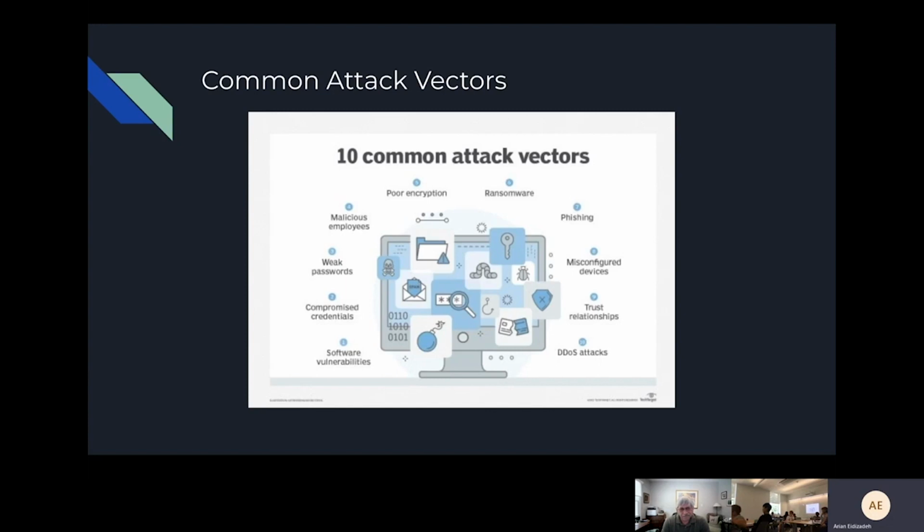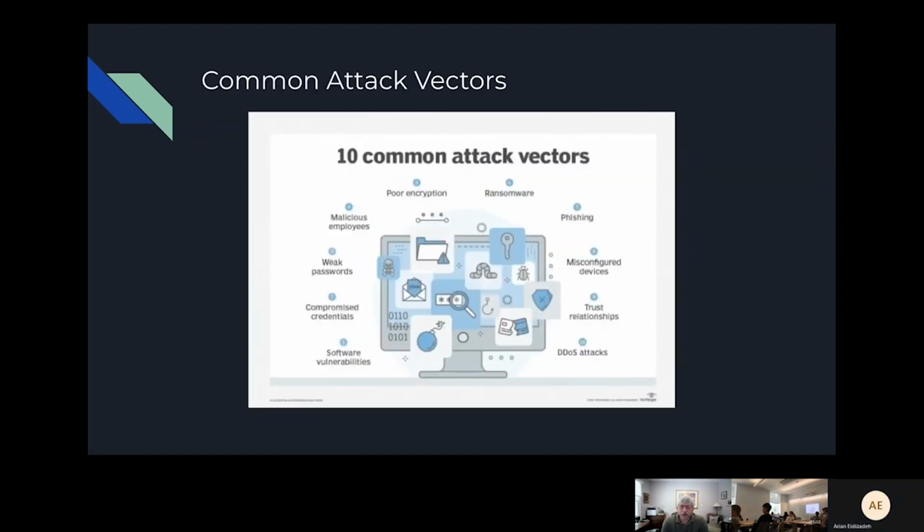Another big one is malicious employees, where the employee themselves, if they wanted to quit or they're just mad, they have a lot of access. So we also simulate that as a pen tester. Other things include DDoS attacks, where you just send a bunch of data to a server, overloads, and everything shuts down. Phishing, which some of you might also have heard about, where they send fake emails to try to steal your credentials, misconfigured devices, and etc.